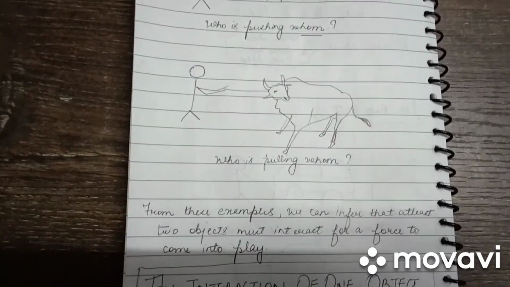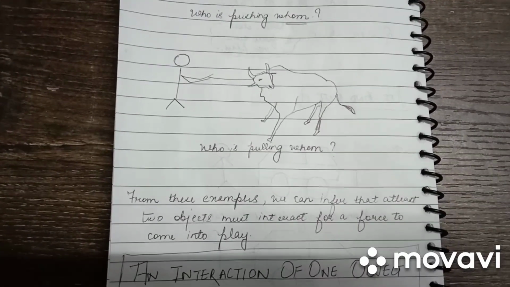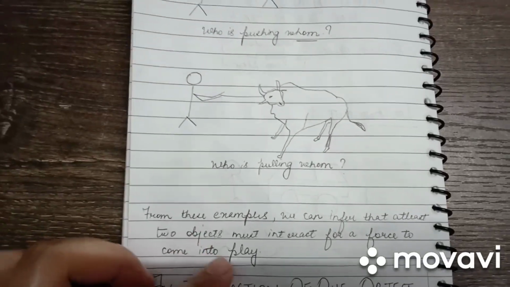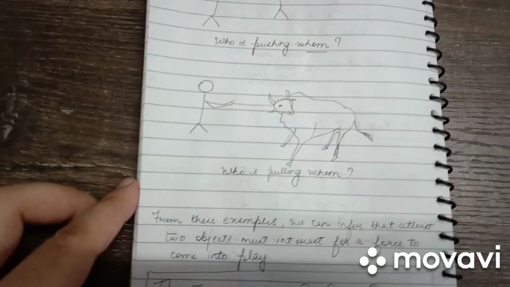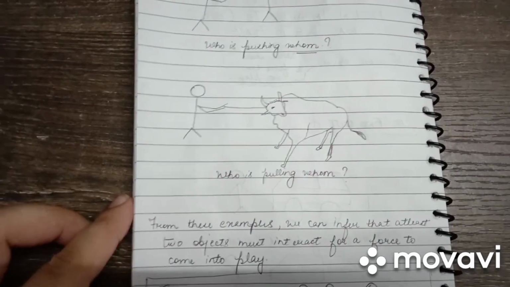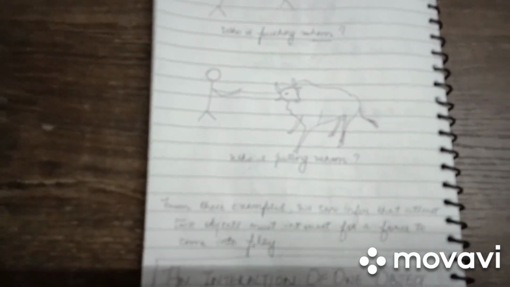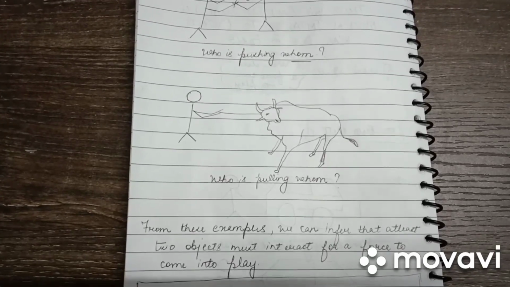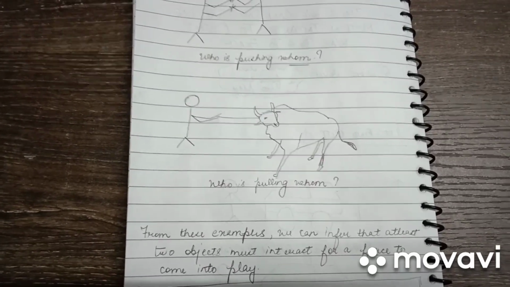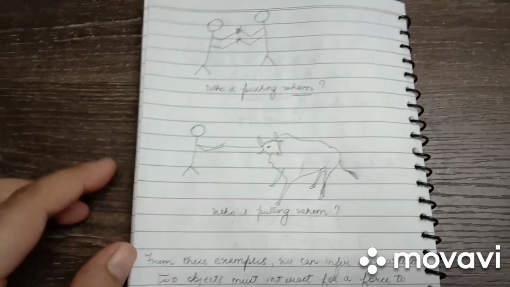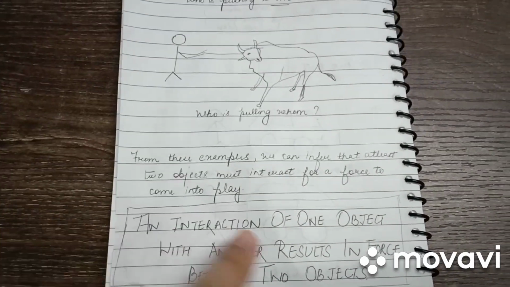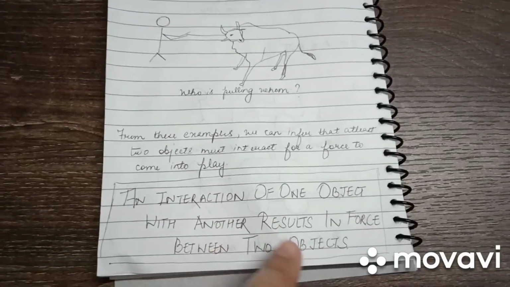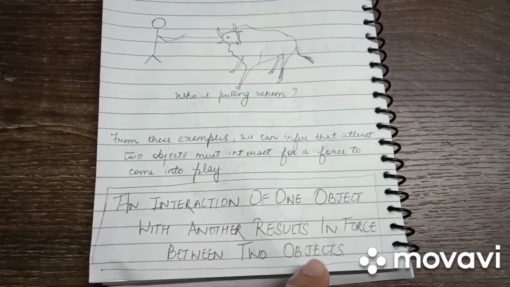From these examples, we can infer that two objects must interact for a force to come into play. Earlier, when we saw the example of the car where the man was just standing behind the car and was not pushing it, we could see that the car was not in a state of motion. But when the man applied the force from behind, the car came into motion. Therefore, an interaction of one object with another results in force between the two objects.